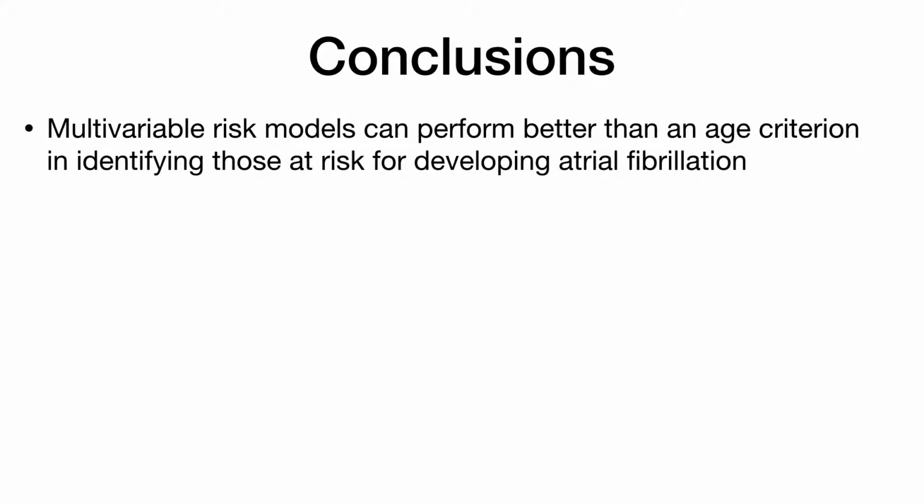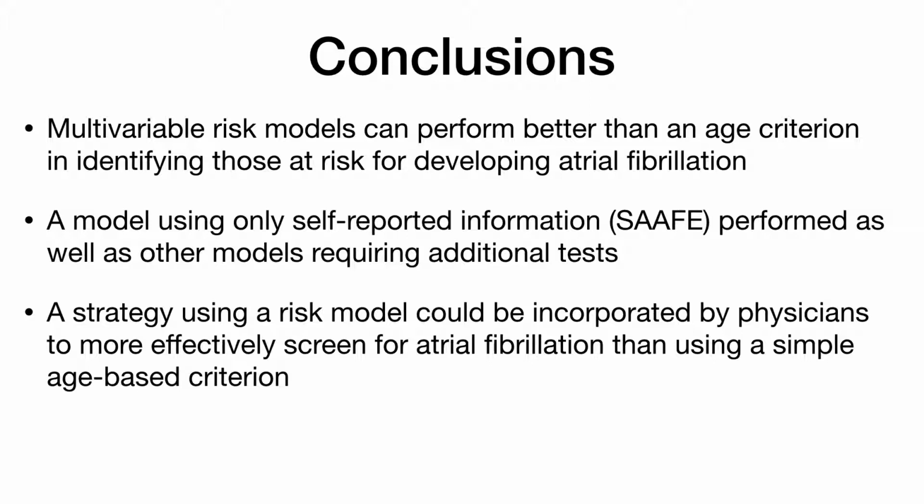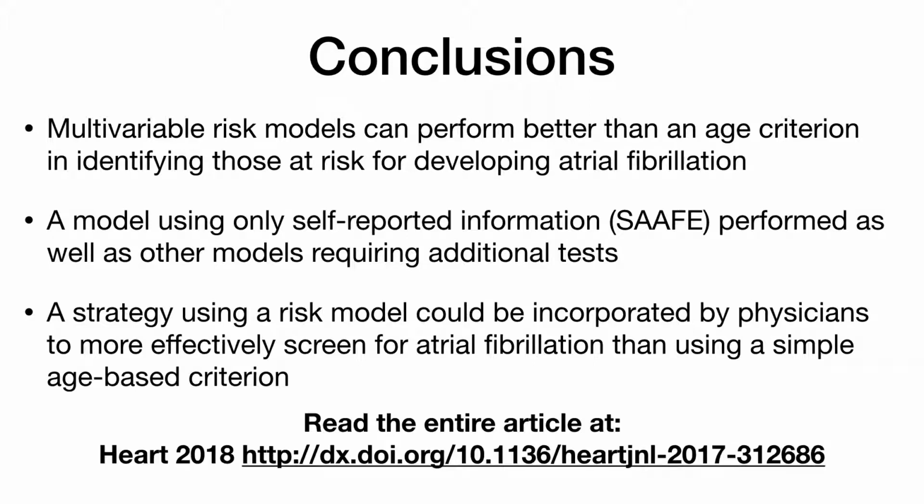We conclude that multivariable risk models can perform better than an age criterion in identifying those at risk for developing atrial fibrillation. A model using only self-reported information, SAAFE, performed as well as other models requiring additional tests. A strategy using a risk model could be incorporated by physicians to more effectively screen for atrial fibrillation than using a simple age-based criterion. To read the entire article, go to the journal Heart.